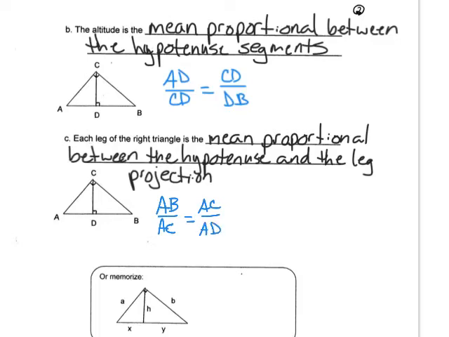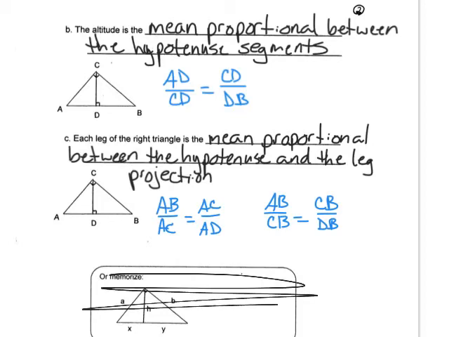We can do the same thing on the other side. And now we can say CB is the leg I'm talking about. CB is going to be the mean proportional between the hypotenuse AB, so the hypotenuse doesn't change, and the leg projection DB. So this is hypotenuse, leg, leg projection. Hypotenuse, leg, leg projection. And that seems to be the best way to do this. This memorizing stuff at the bottom we're not going to deal with, because these two things seem to be sufficient when we start working through these problems.